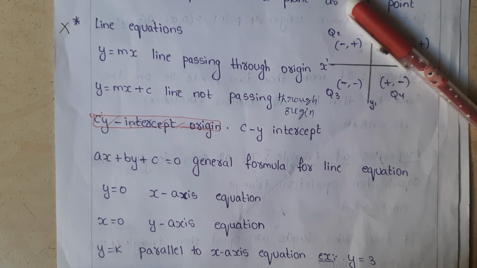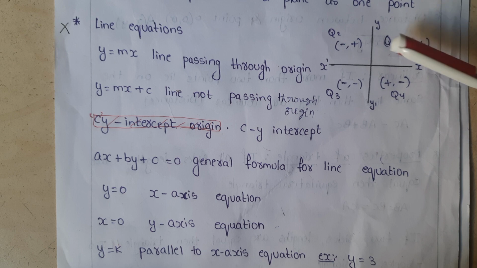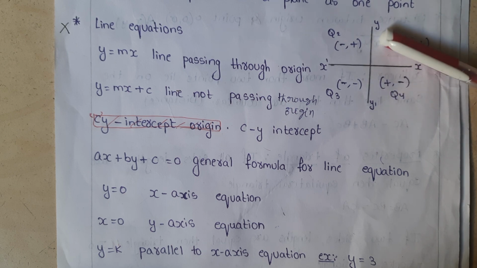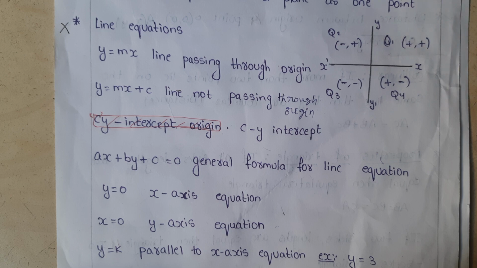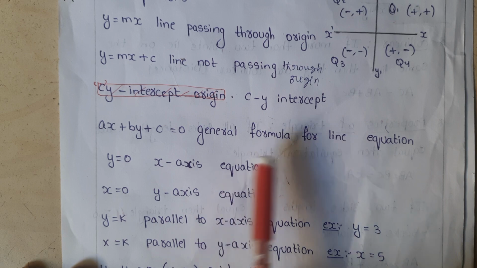Suppose you draw one line which does not pass through the origin. Here y = mx + c. c is the intercept, the y-intercept. That means it cuts the y-axis at a point, some point (0, y), for example (0, 3), (0, 5), (0, 6), (0, 10), like that. ax + by + c = 0 is the general formula for a line equation.